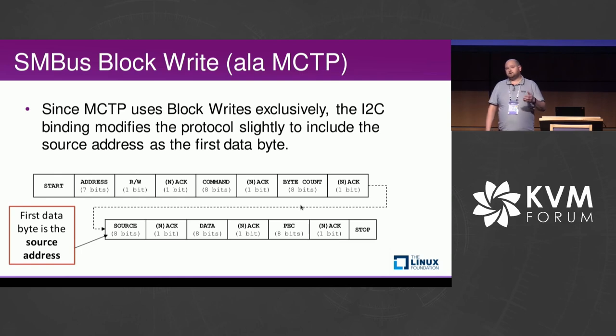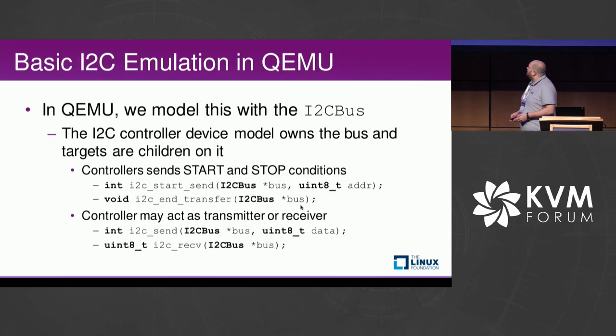But because MCTP uses these block writes exclusively, the receiving party somehow has to know where to send its response to. So the first data byte holds the I2C source address.